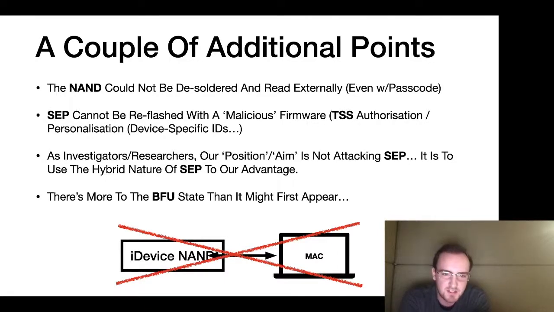As investigators and researchers, I think I've already made this clear to some extent, but our position is not attacking the SEP. It's to use the hybrid nature of the SEP to our advantage. So we want to extract that data which is marked as non-sensitive. And we'll learn very quickly that some of the data that's marked as non-sensitive is actually very sensitive, so it all depends on a variety of factors.